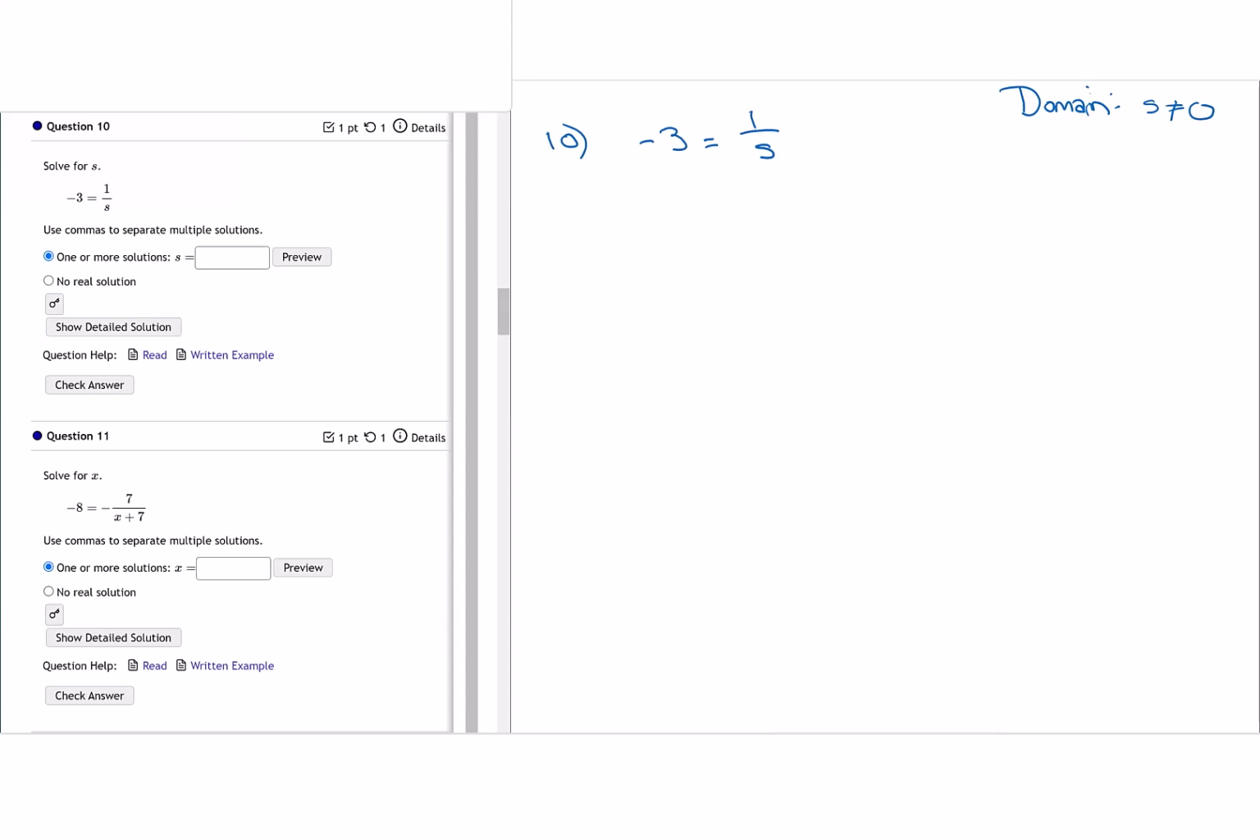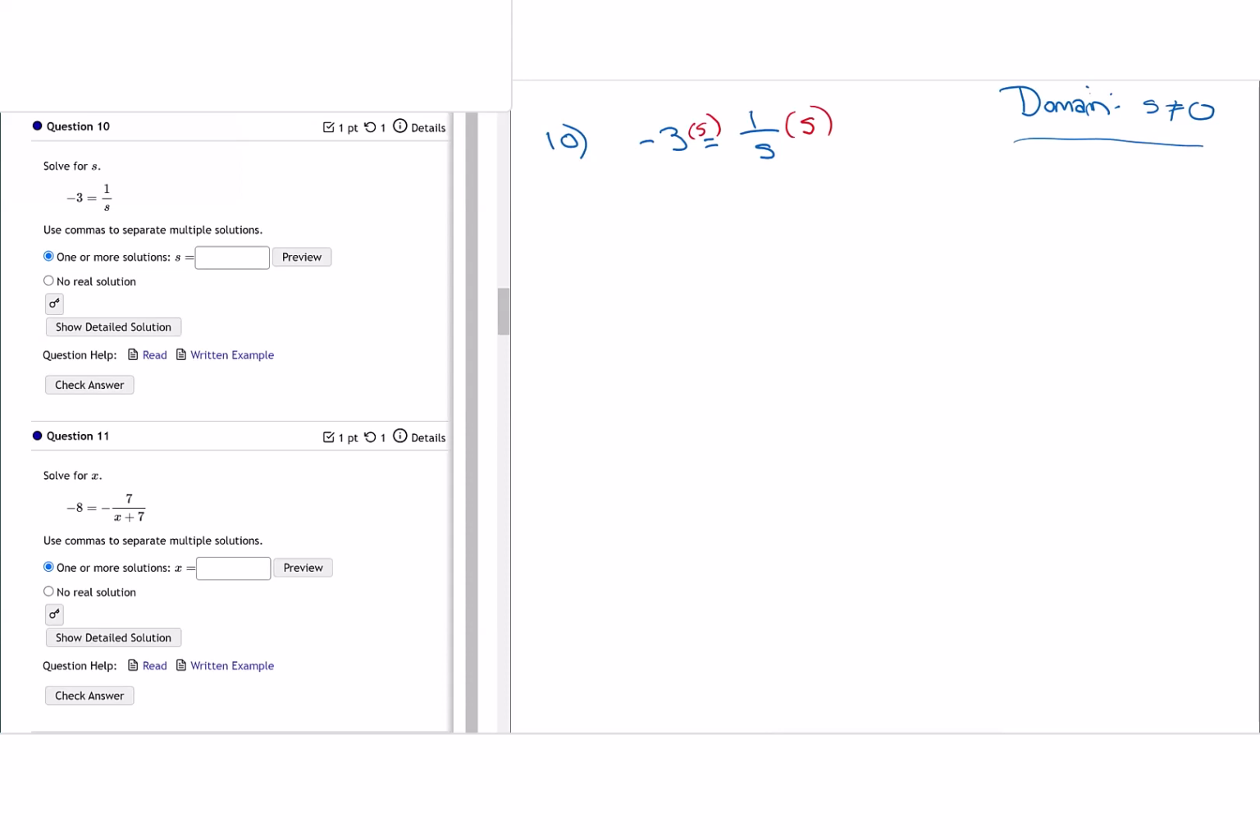It's not asking us what the domain is, but we have to make sure in the end that if S equals 0, we say we don't have a solution because it cannot equal 0. Now I want to eliminate the denominator. To eliminate the denominator, I'm going to multiply both sides by S.